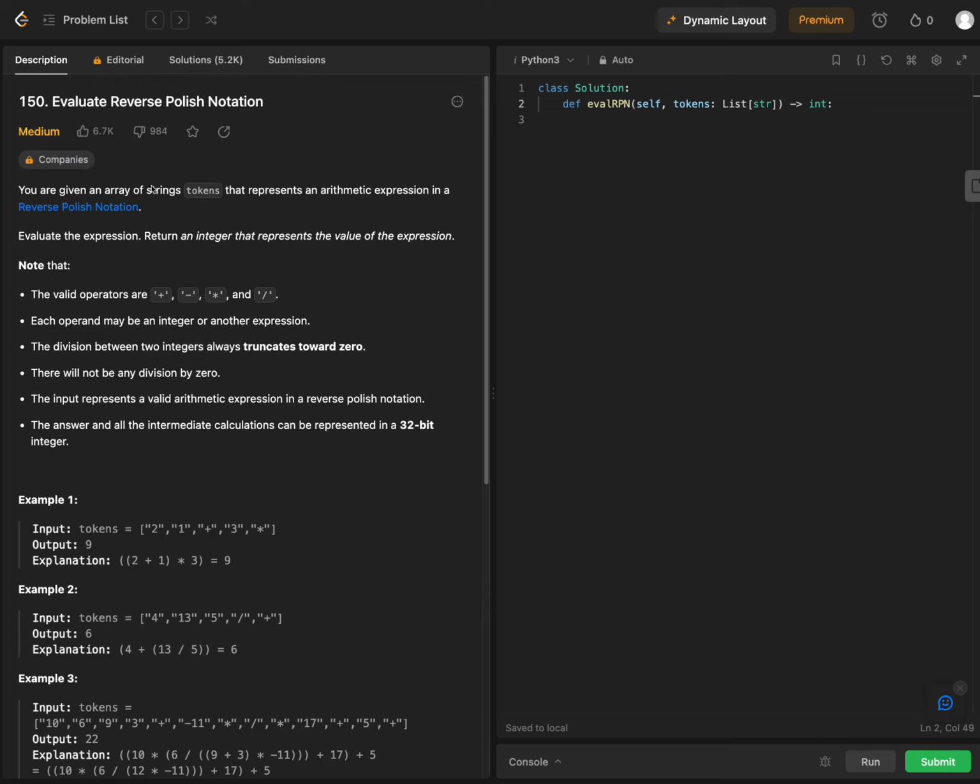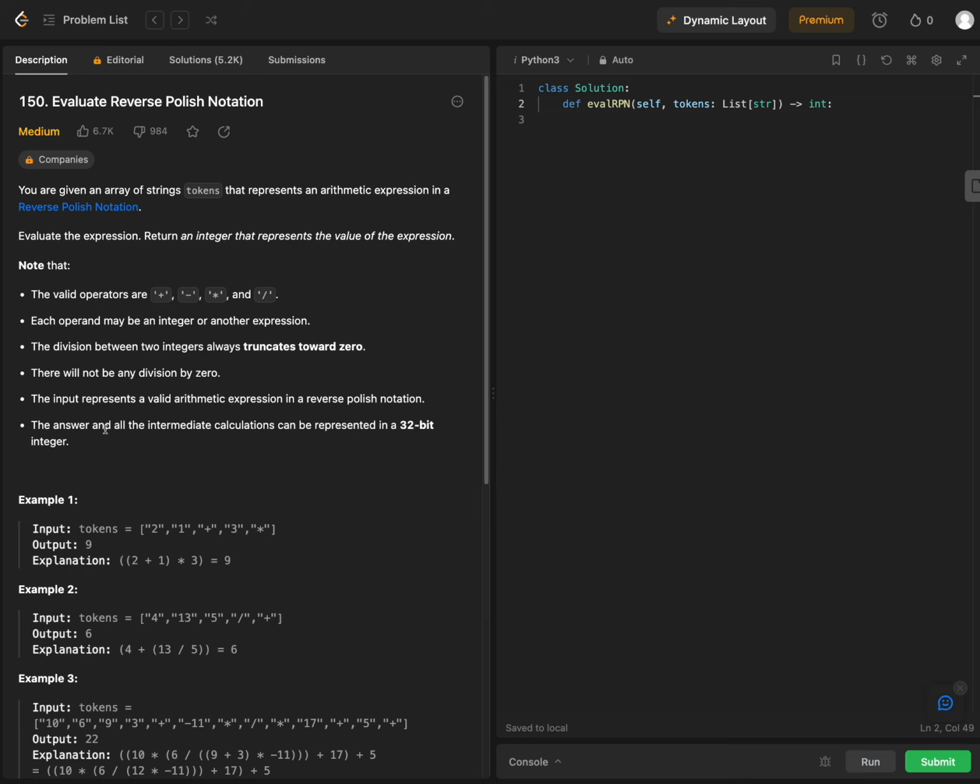So some context on this, basically it's an arithmetic operation whereby the operators follow the operands, right? For example, we have plus, minus, multiplication and divide, and an operand may be an integer or another expression, right? And then the division between two integers always truncates towards 0. There will not be division by 0, and the input represents a valid arithmetic expression. Okay, so they help us by telling us there is no division by 0 in this case.